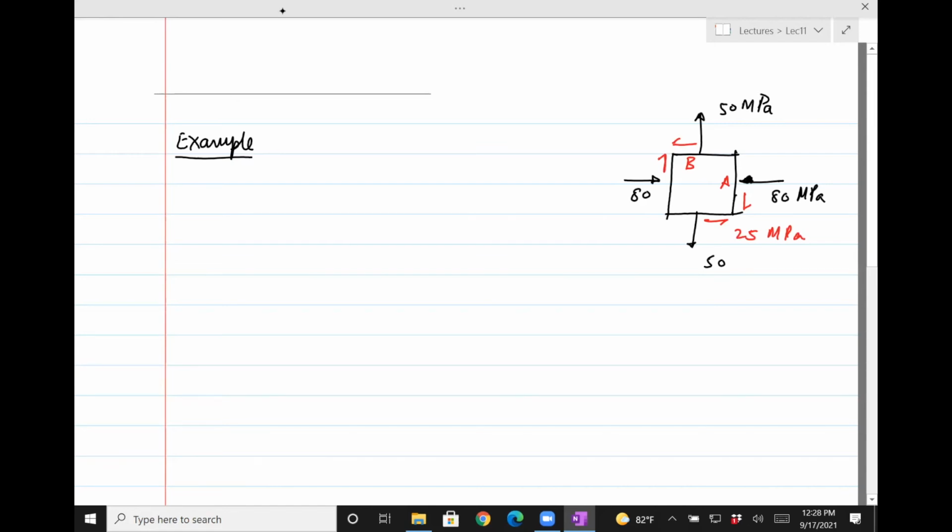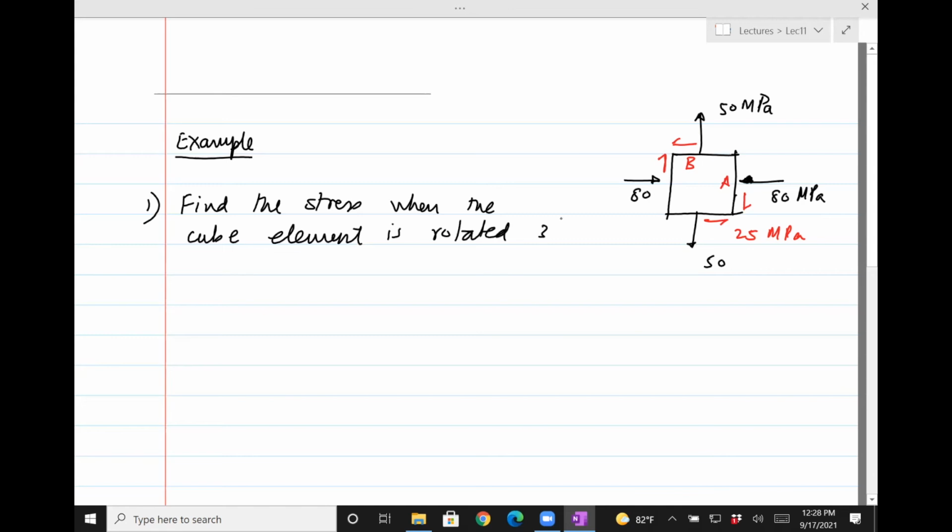Okay, so the question is as follows. One, find the stress when the cube element is rotated 30 degrees clockwise.